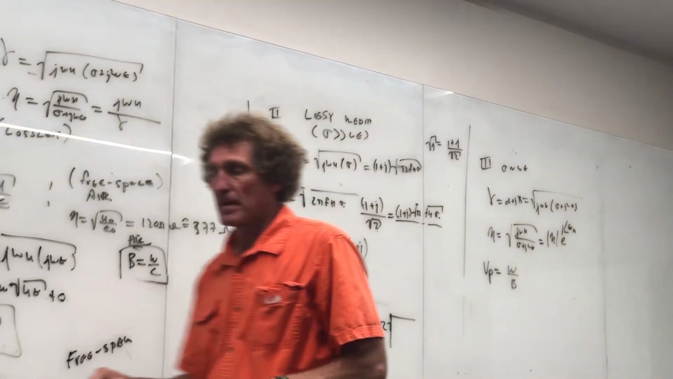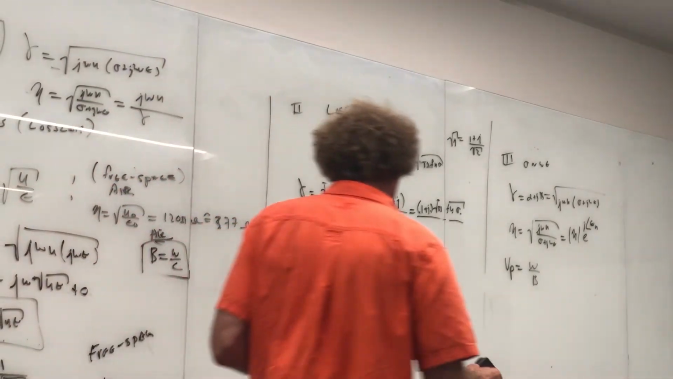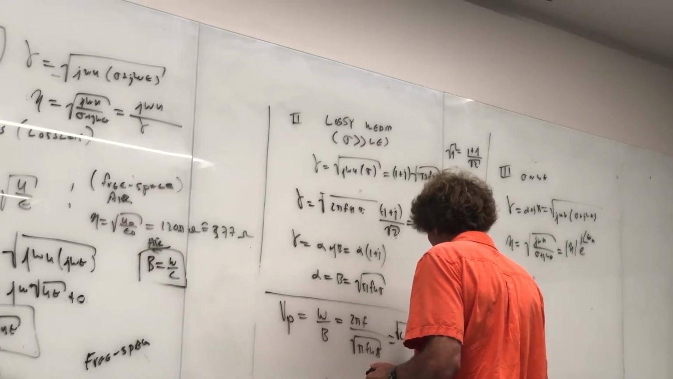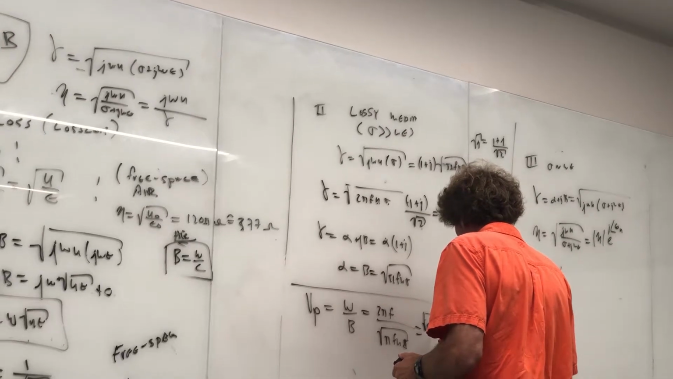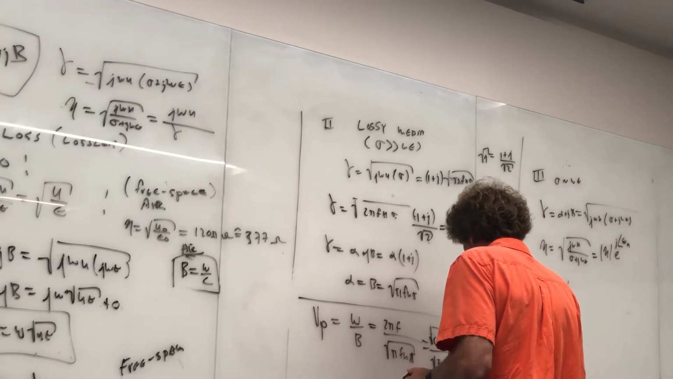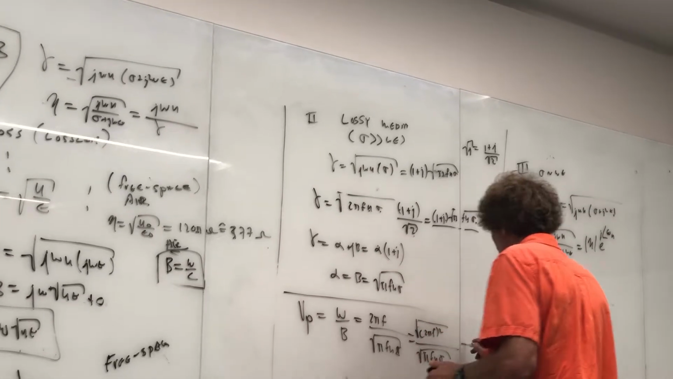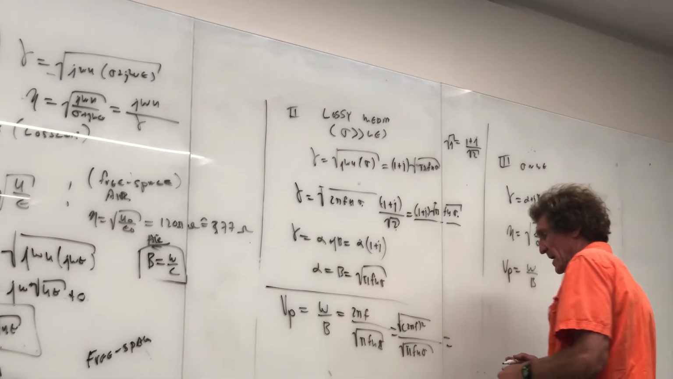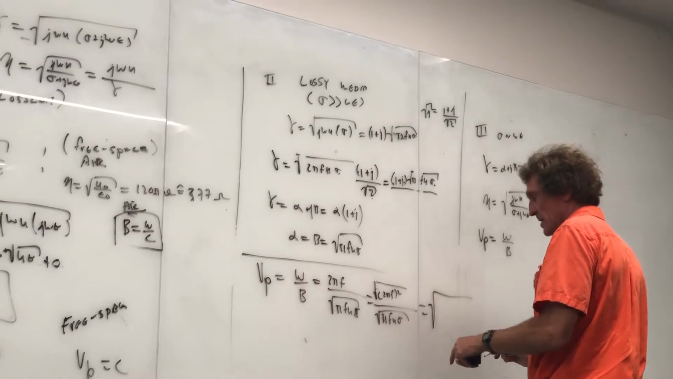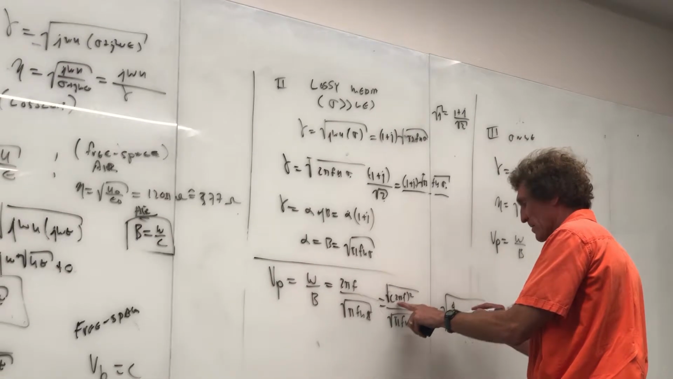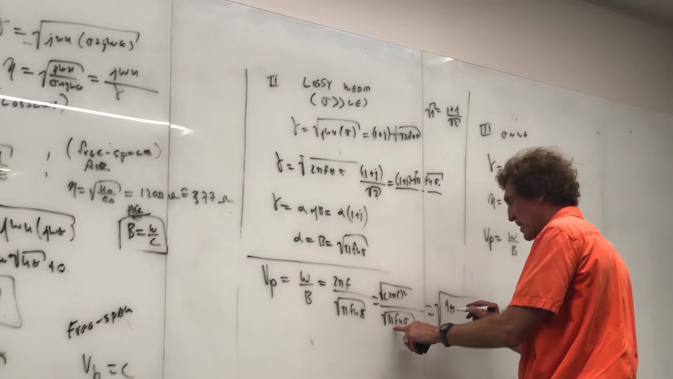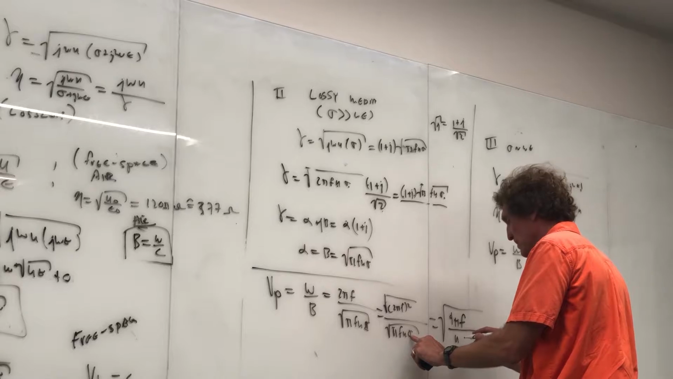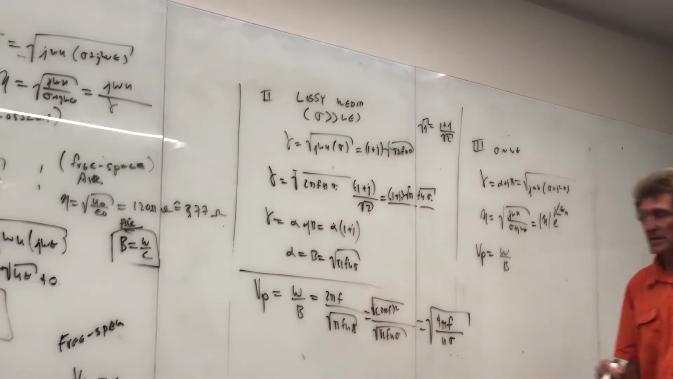Let me do it this way. I'm going to have 2 pi f squared over the square root of pi f mu sigma, because the square root of 2 pi f squared is 2 pi f. And now you can see what's left. I'm going to have 2 squared, or 4 here. I have pi squared over pi, leaves me a pi. I have f squared over f, leaves me an f. And then I have divided by mu sigma. And that's the phase velocity.